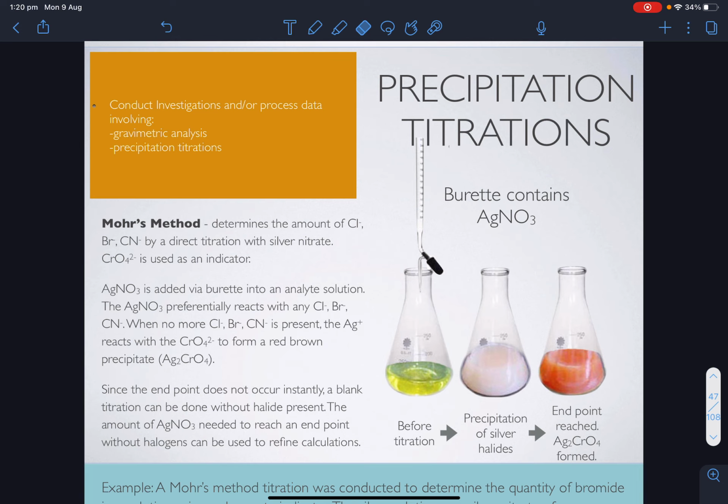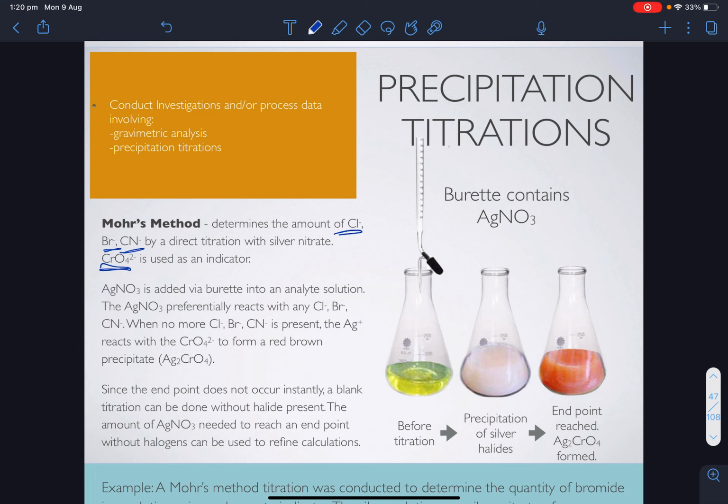The first one is called Mohr's method, and what we're looking for is the amount of either chloride, bromide, or cyanide by a direct titration with silver nitrate. Okay, and you've also got the chromate ion as an indicator. So we've got a sample with an unknown amount of chloride, bromide, or cyanide, and we're going to add silver nitrate to it dropwise in the burette.